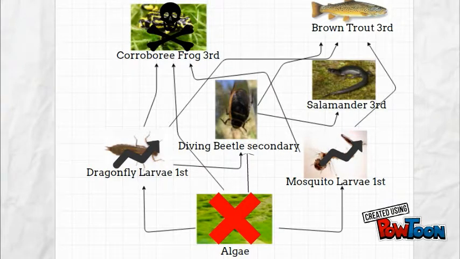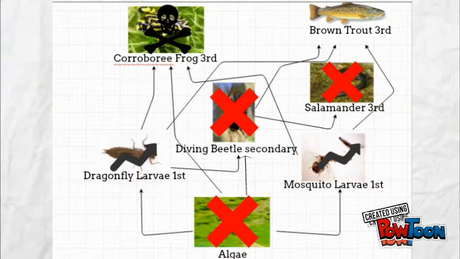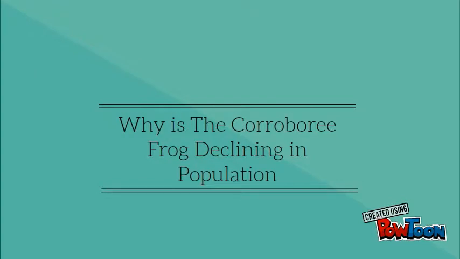But then we have the diving beetle, salamander, and the algae decrease because of the dragonfly larvae and the mosquito larvae eating the algae, making a decrease in the algae, which decreases food for the diving beetle. And when there is a decrease in the diving beetle, there is no food for the salamander, decreasing the salamander's numbers.